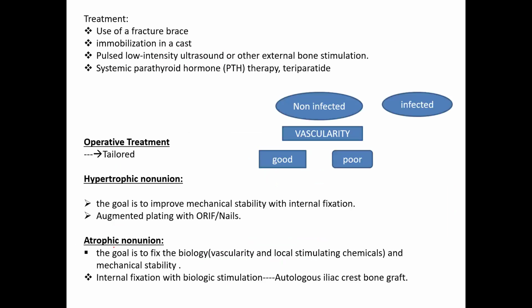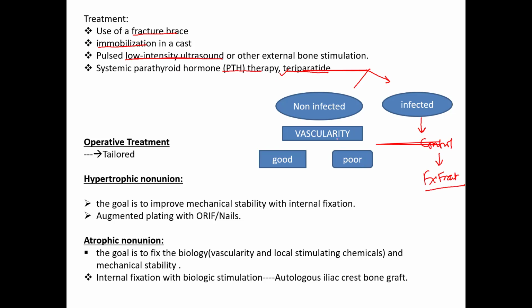Then move on to treatment. So we need to stabilize the fracture, then immobilize in a cast. Other things, we can give low dose ultrasound therapy locally and parathormone therapy in the form of teriparatide. This is medical management. So if you go by type of non-union, we can decide. In infected non-union, one is we need to control the infection. Once the infection is controlled, then fix the fracture. So these are the two things in infected.